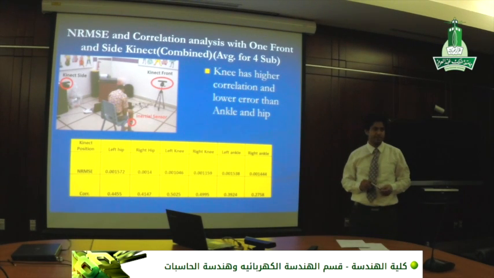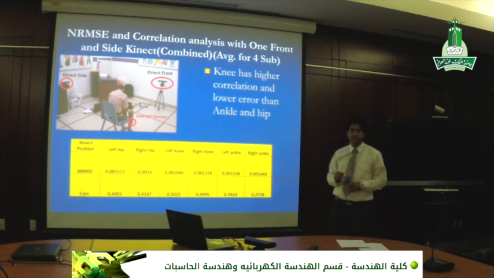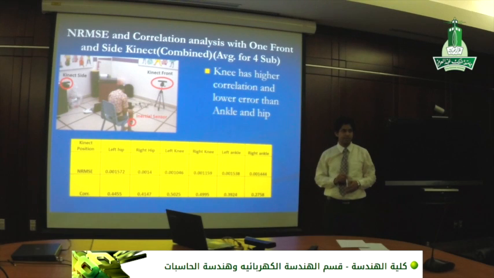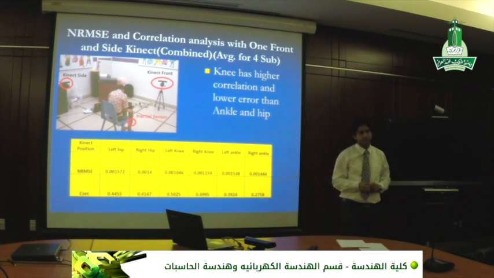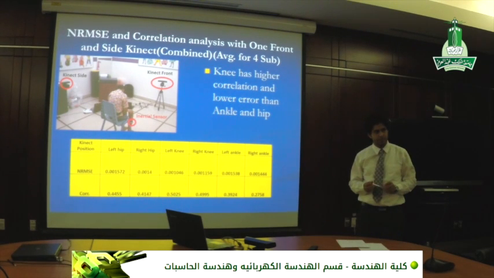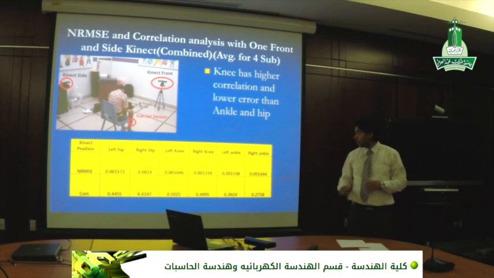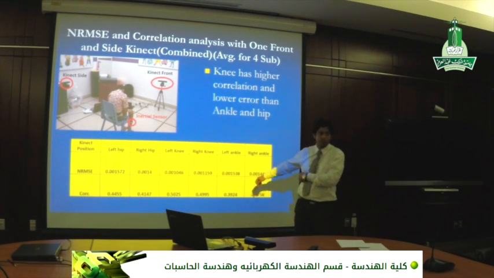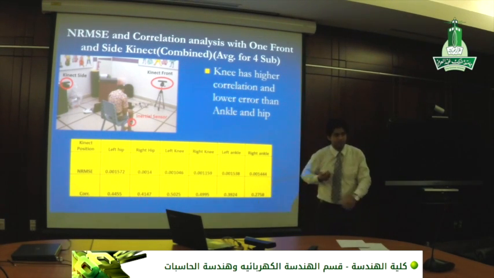Can you go first while we are here? So now you're using 2 cameras. Yes. So each camera will calculate an angle. Right? So what is this correlation? You will have a correlation for the front camera and a correlation for the left camera. What is this? This is the average values for the front and the side camera.